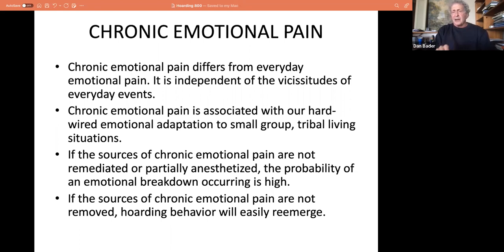And if the sources of chronic emotional pain are not removed, hoarding behavior will easily reemerge. In other words, there'll be a relapse of the hoarding behavior unless the need deficiencies which cause chronic emotional pain are taken care of. Therapy may help somebody address the needs. Case management could help somebody directly do something about their needs. Medication can, to some degree, if it works, partially anesthetize the emotional pain that somebody would feel, but the medication is not going to do anything about taking care of the needs.